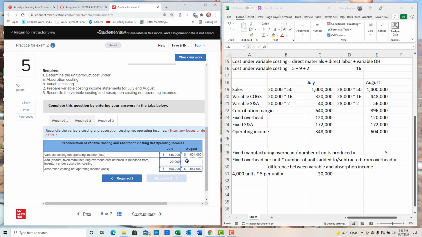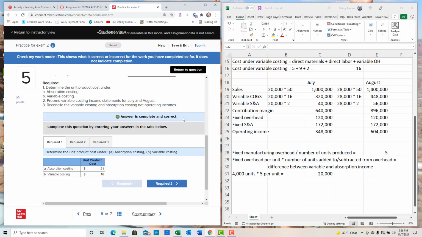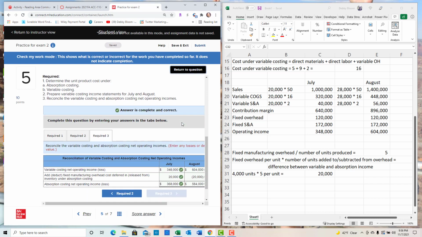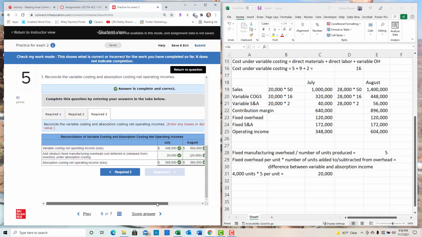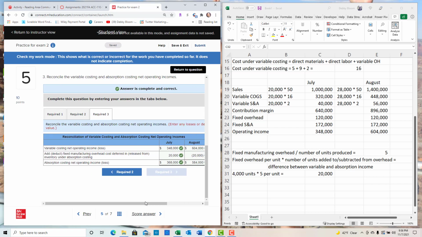So what happens in the first year, because we produced more than we sold, $20,000 of the fixed overhead cost was added to net income the first year, and actually that one should be an add, and this one should actually be a negative $20,000. And now let's check my work, and we can see here that the answer is now complete and correct.